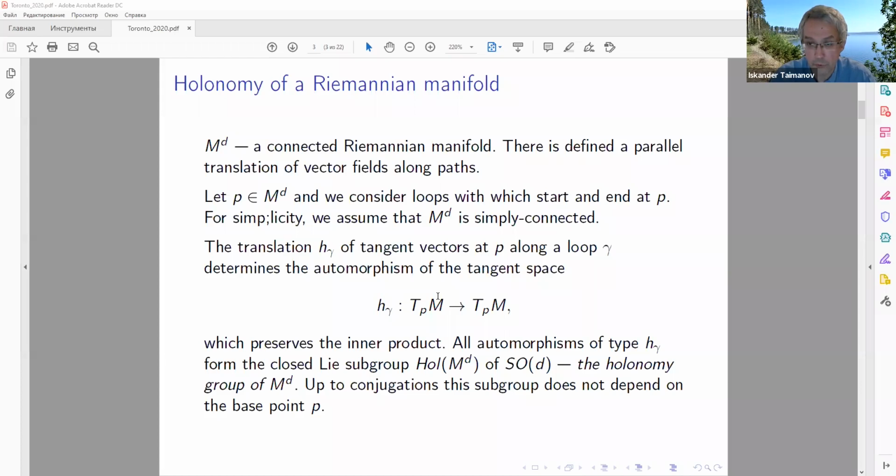All automorphisms of this type form a closed Lie subgroup, the holonomy subgroup of M, and up to conjugation, this group doesn't depend on the base point. So this is the holonomy subgroup. In general, the holonomy group is just SO(n). That's it. But there are very special cases, where it could be smaller.